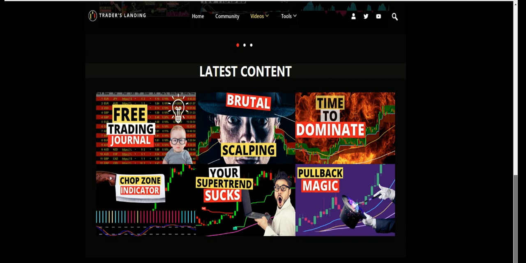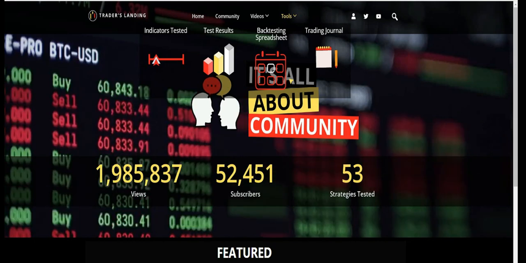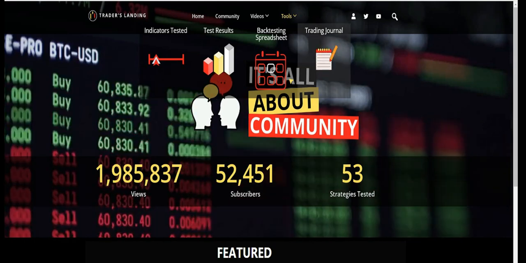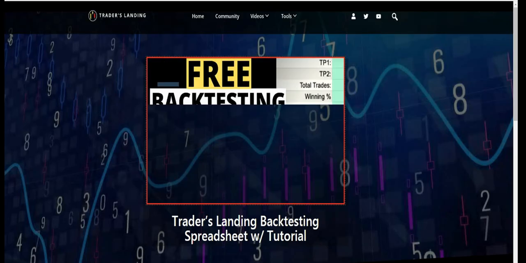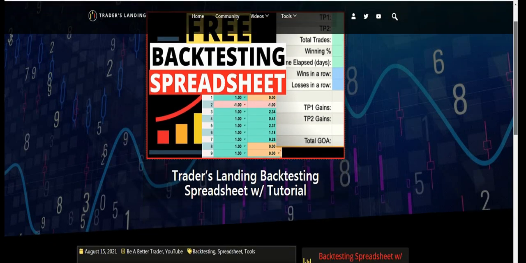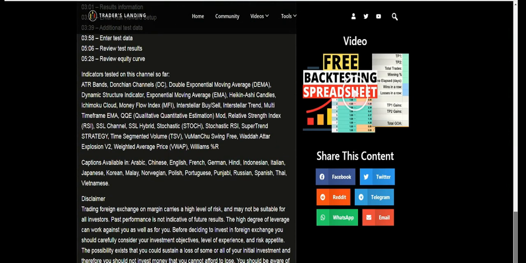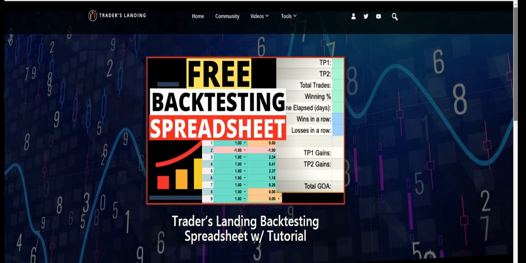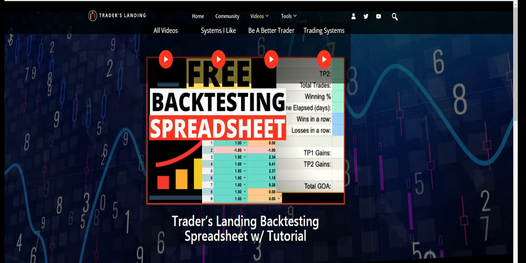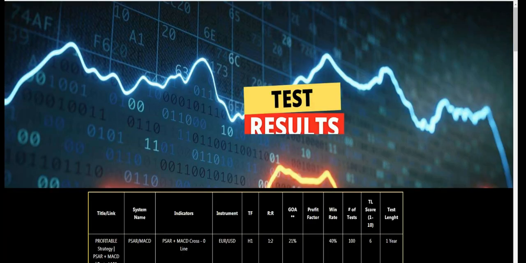Traders Landing. That's wonderful. So if you are there, you can also go to his website. The website is here, Traders Landing Net. Fantastic website. We see here, you're on home. Here you have then the videos, right? So it's about the community here again. You have anything, right?